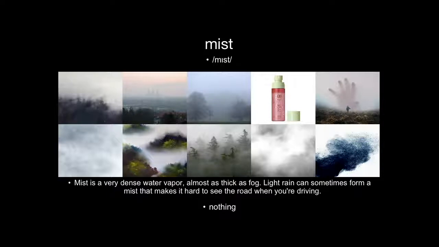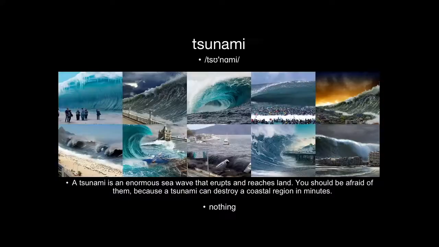Mist is a very dense water vapor, almost as thick as fog. Light rain can sometimes form a mist that makes it hard to see the road when you're driving. Tsunami. A tsunami is an enormous sea wave that erupts and reaches land. You should be afraid of them, because a tsunami can destroy a coastal region in minutes.